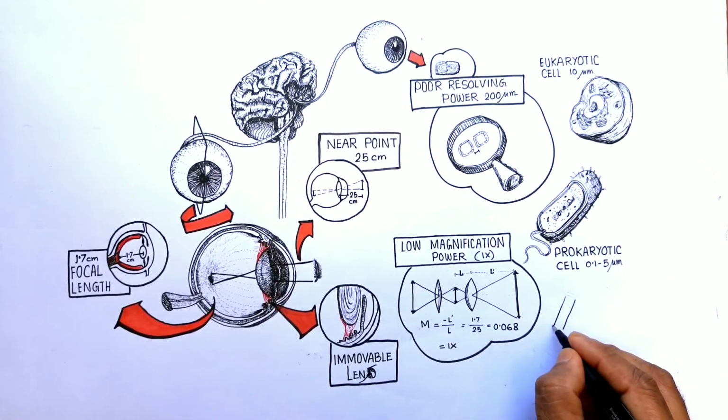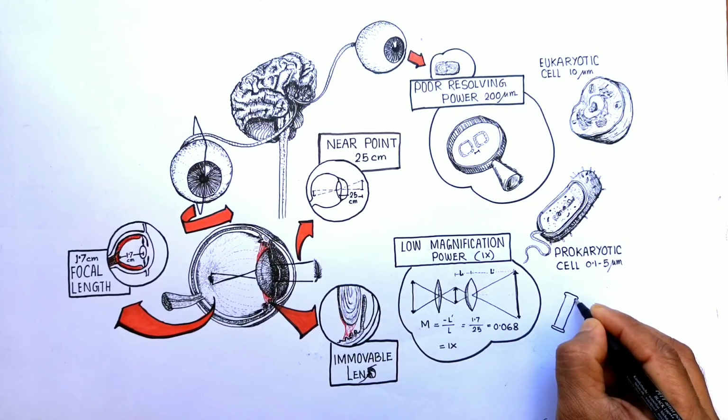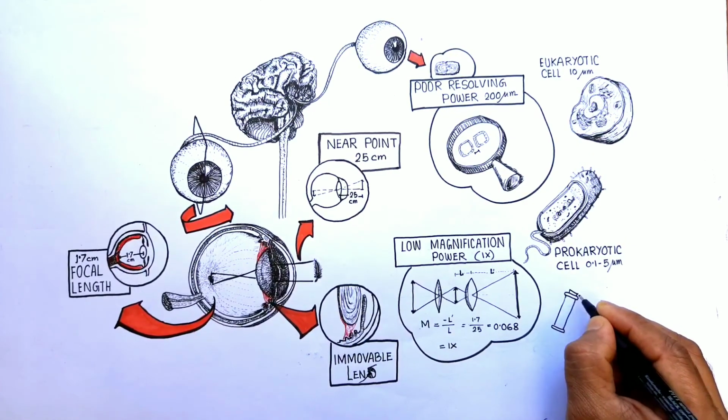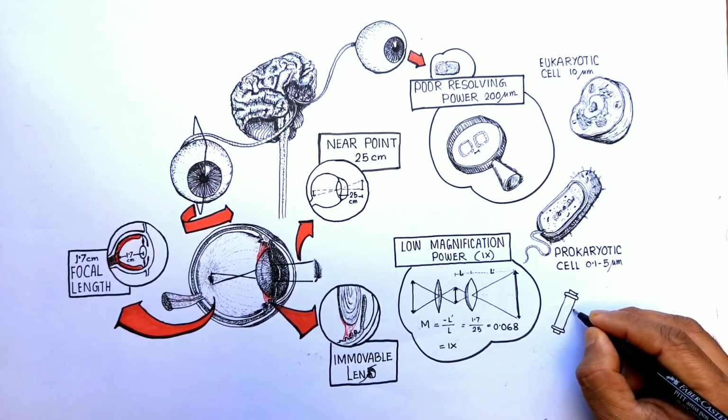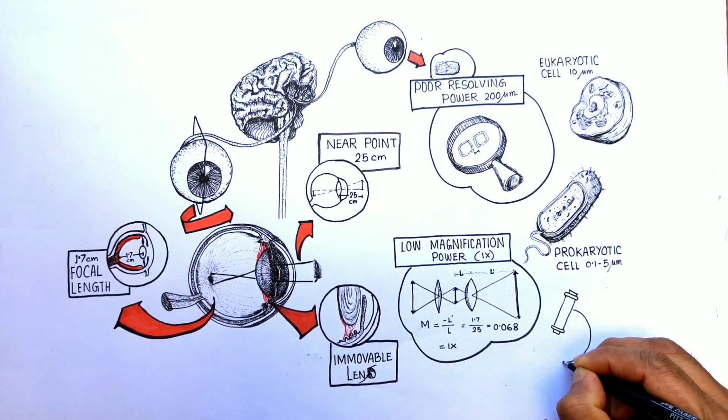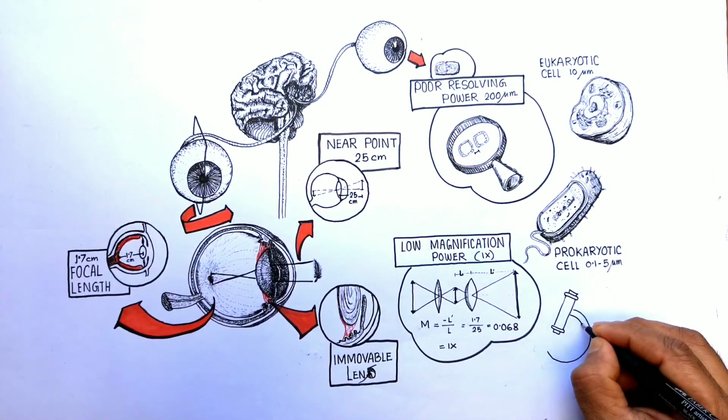Using a microscope decreases the resolution to distances as short as 0.2 micrometer, because a microscope is an instrument used to see objects that are too small to be seen by the naked eyes.